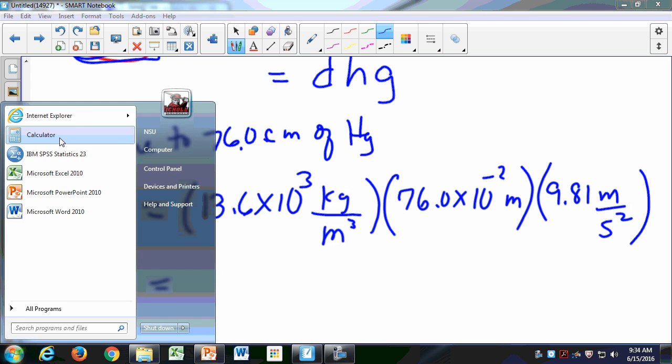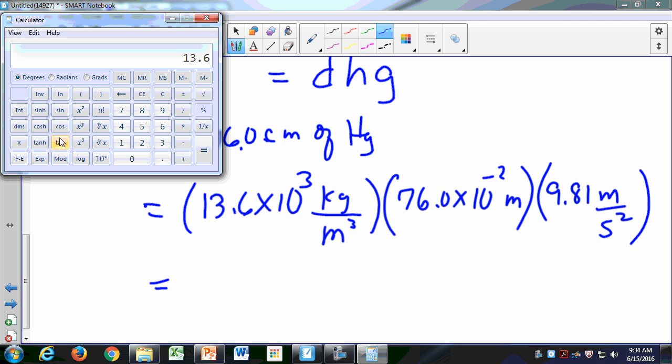Okay? So let's go ahead and calculate that. You get 13.6 times 10 to the third times 76 times 10 to the negative 2 times 9.81. That gives me 101,396. So I'll put that in scientific notation: 1.01, 3 sig figs, I only have 3 sig figs here, times 10 to the fifth.